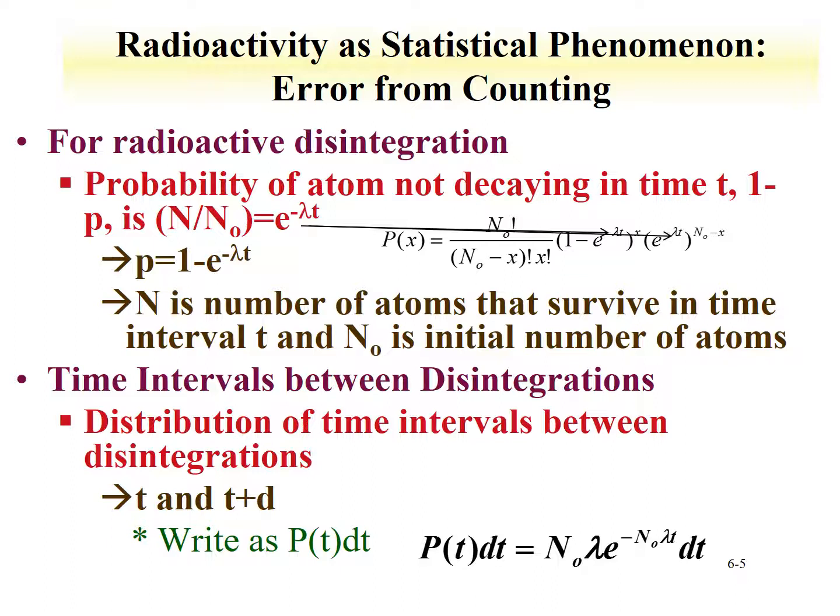There's also a way of evaluating a time interval between disintegrations. So if we have a certain disintegration and we're wondering what's the time interval between that disintegration and the next one, we can actually talk about the probability, which is listed here. And again, this is written in terms that are specific for radioactive decay, where we have the number of initial atoms, the decay constant, and the time. And we write this probability between t and t plus dt as p(t) dt.